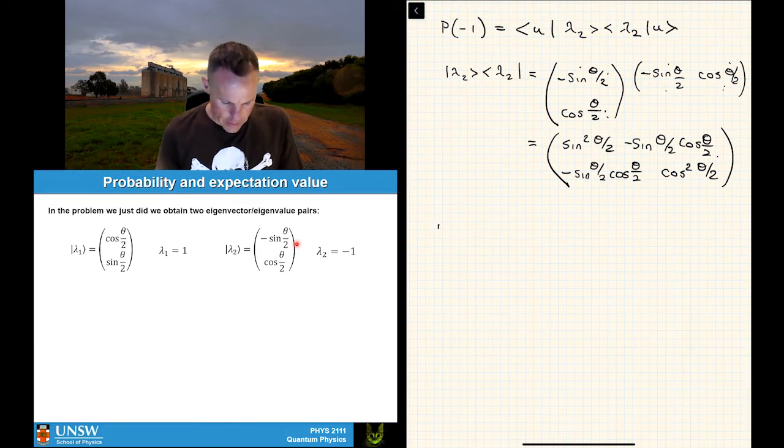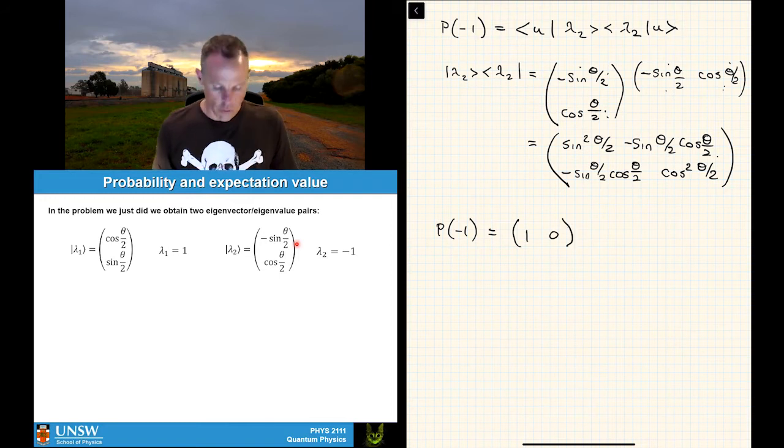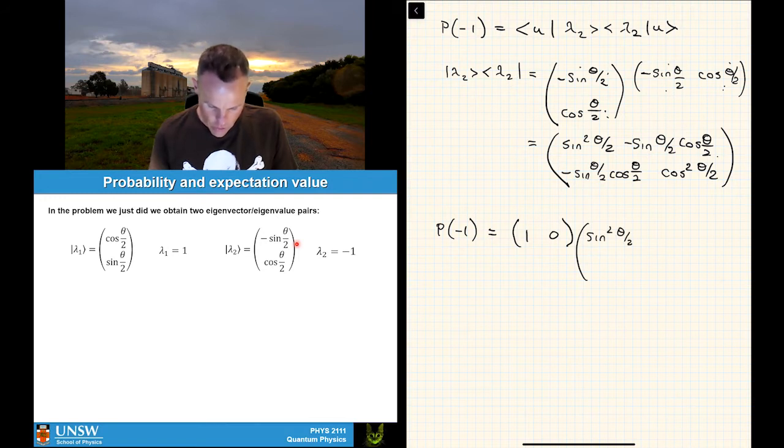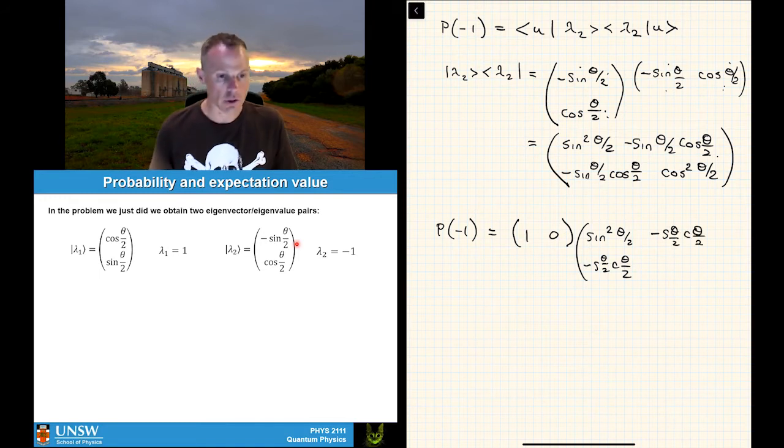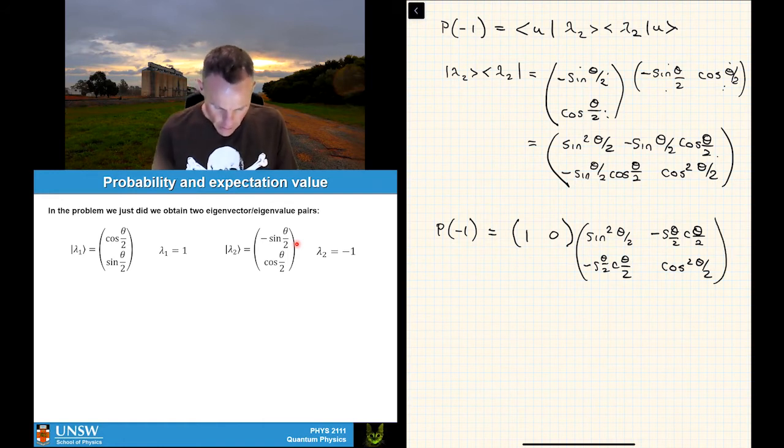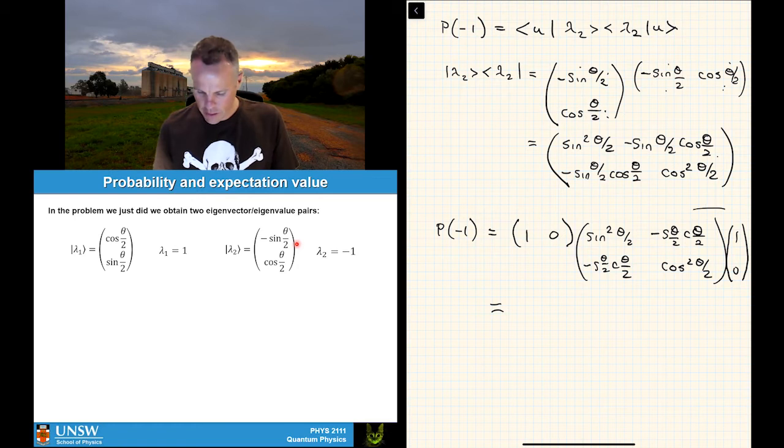And then my probability is going to look a little bit like this. What I will have is 1 and 0 as a row vector because it's a bra. I've got sine squared theta on 2, minus sine theta on 2 cos theta on 2, minus sine theta on 2 cos theta on 2. I'm just using shorthand here as S for sine and C for cos. Cos squared theta on 2. And over on the right hand side, we would have our vector for up, 1, 0. And then, of course, we would do this multiplication here first.